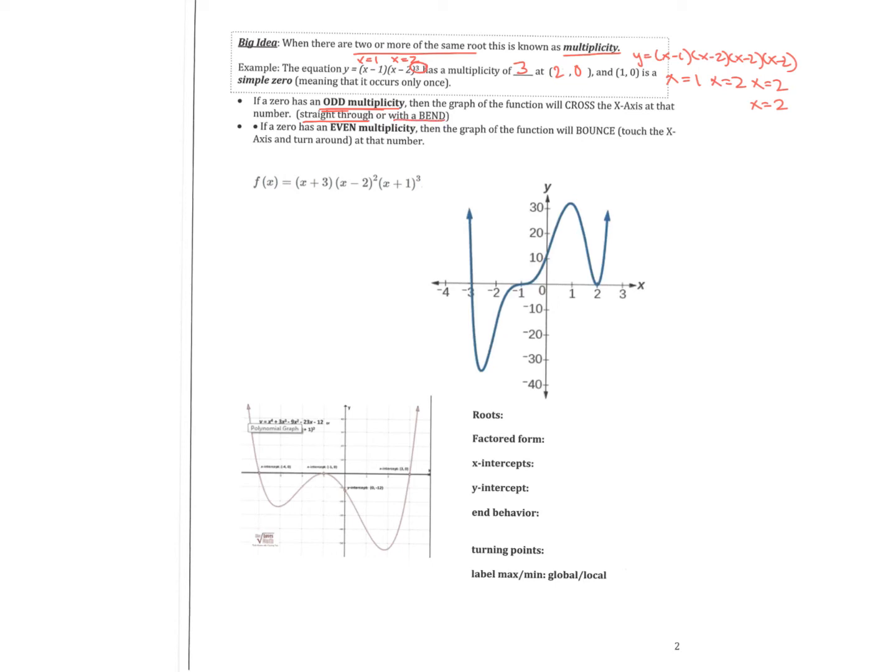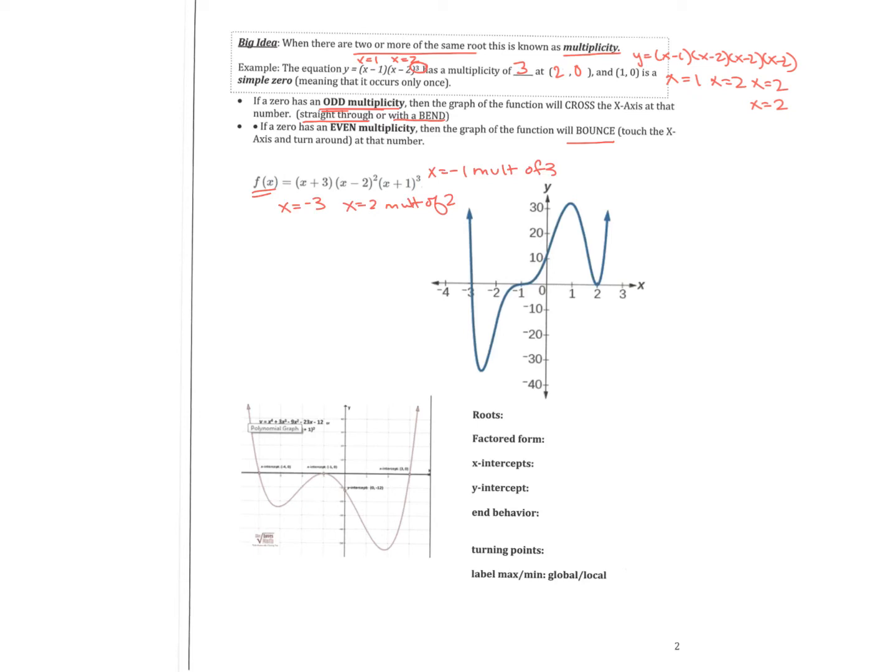And then if it has an even multiplicity, we say that it bounces. It touches the x-axis and turns around. So let's look at this next example in two different ways. Let's not look at the blue graph. Let's only look at the factored polynomial. We've been learning how to find our roots. So for f of x, list the roots for this polynomial and also list any multiplicities. Pause the video, write that down, and then come back.